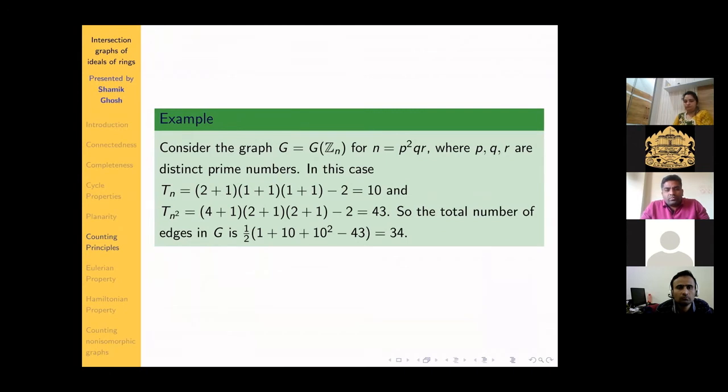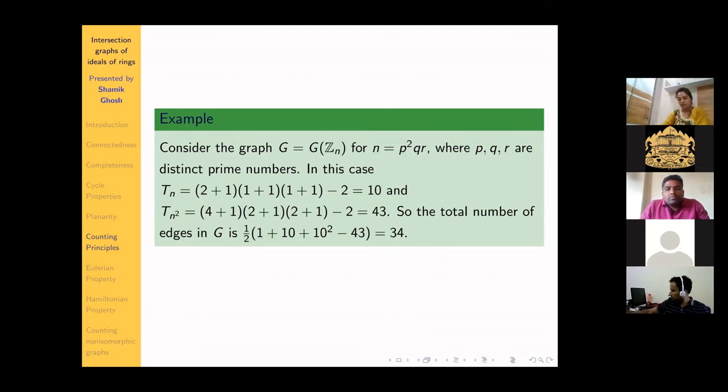For example, suppose you consider the graph P square QR. Now the total number of vertices is 2 plus 1, 1 plus 1, 1 plus 1 minus 2, that is 3 into 2 into 2, that is 12, minus 2 is 10. And Tn square, if you square n, then it is P4 Q square R square. So the total number of factors is 4 plus 1, 2 plus 1, 2 plus 1, that is 5 into 3 into 3, that is 45, minus 2, that is 43.